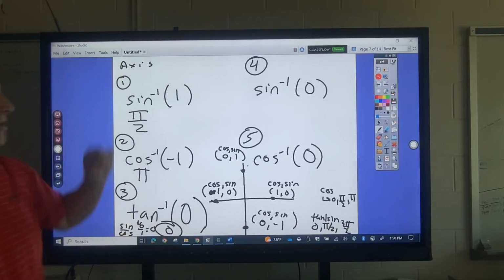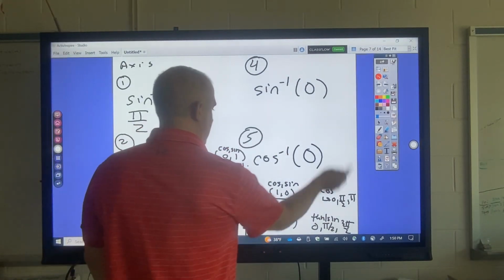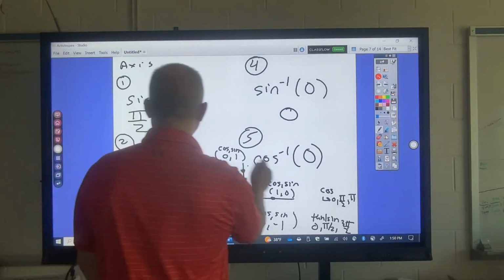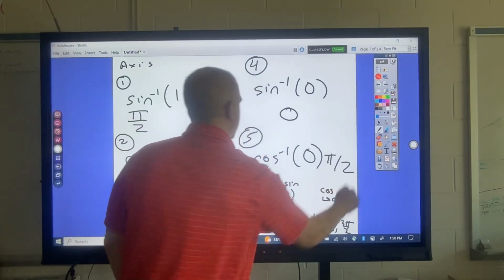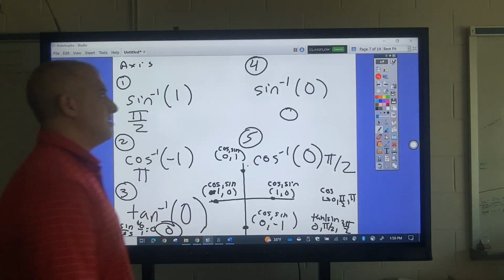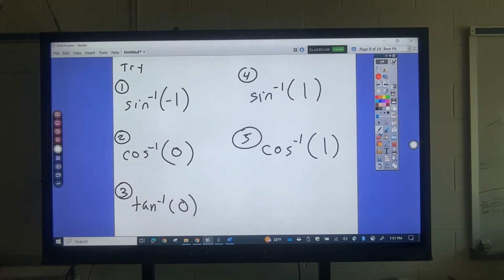Okay? Where is sine 0? Well, that's going to be at 0. Where is cosine 0? Well, that is going to be pi over 2. So you just have to look at the axis point. The only one that's a little tricky is tangent. Okay, so go ahead and practice those.